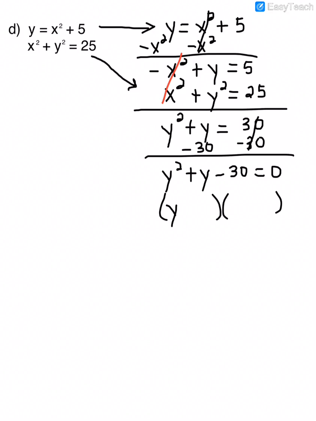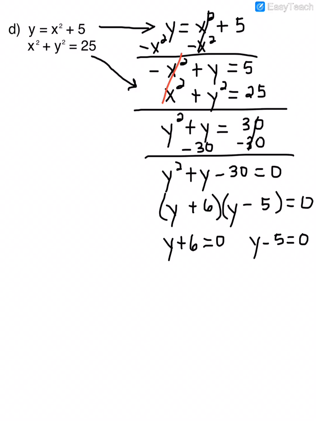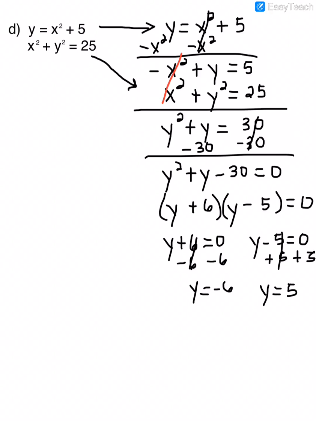Let me factor my trinomial, y and y. The factors of 30 that would subtract to give me 1 would be 6 and 5. That first sign goes with the biggest number. And so now that is factored. So I take each factor, set it equal to 0, and solve. Subtract 6, and I get y equals negative 6. Add 5. So y equals 5. Okay, so those are my y's.